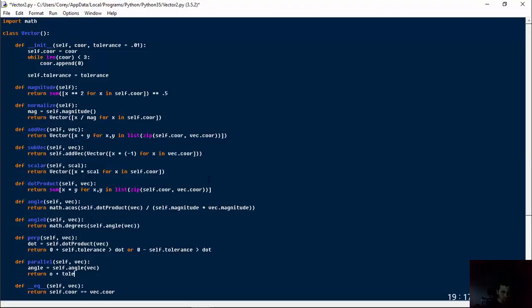So if it's supposed to be 0, 0 plus tolerance, it's got to be less than that. It's got to be less than 0 plus tolerance. Angle. And never switch that back to and. Good thing I saw that. 0 minus the tolerance, it's got to be greater than. Okay, we'll just return that expression.